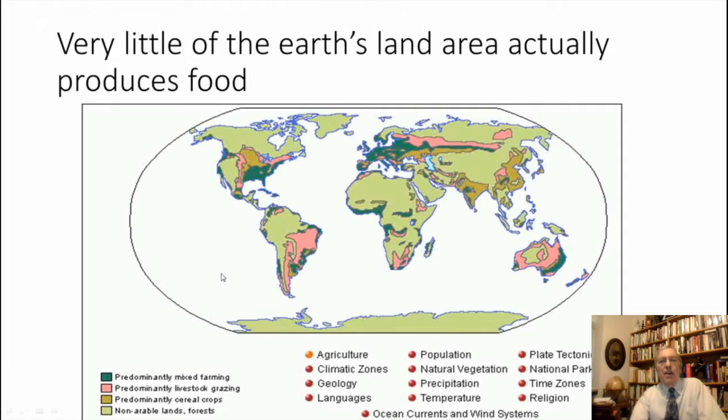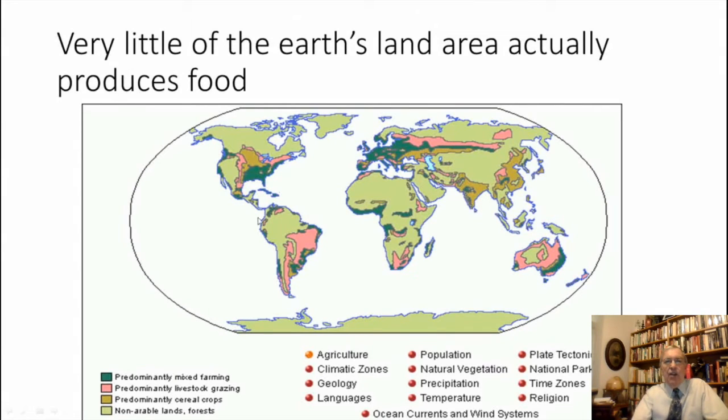Mixed farming is in green. Mixed farming means, and there's much of that in the United States and in Europe, a mixture of livestock and crops, like you would see, say, driving through Ohio. Indeed, you look at the map, and that's pretty much what Ohio is.